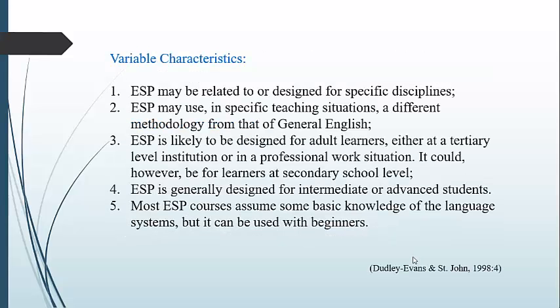Number one, ESP may be related to or designed for specific disciplines. Number two, ESP may use in a specific teaching situation a different methodology from that of general English. Number three, ESP is likely to be designed for adult learners, either at a tertiary level institution or in a professional work situation. It could, however, be for learners at secondary school level.